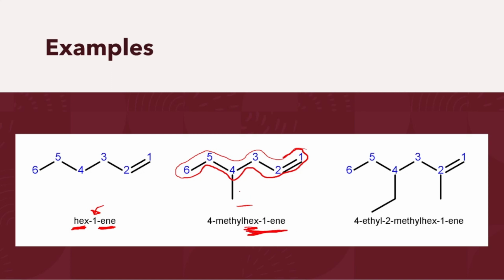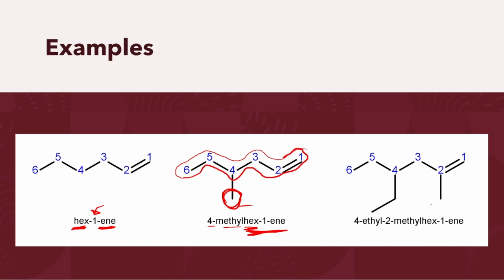What else do we have in the compound? We have here a methyl group at carbon number 4, so we will write it like this: 4-methylhex-1-ene. Okay, let's go to the third example.